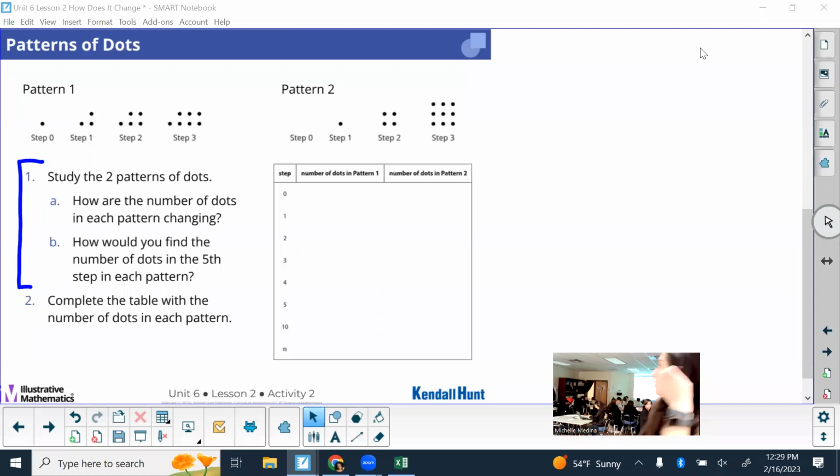So table 2. What is the pattern in pattern 1? How are the dots changing each time?